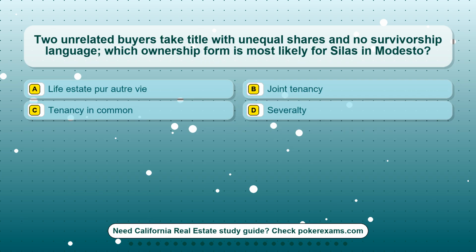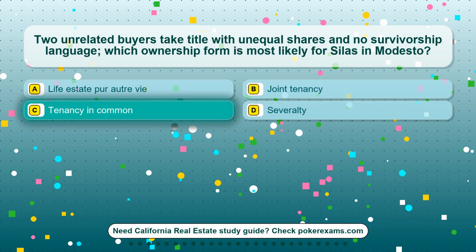Question 6. Two unrelated buyers take title with unequal shares and no survivorship language. Which ownership form is most likely for Silas in Modesto? Option A, life estate per autre vie. Option B, joint tenancy. Option C, tenancy in common. Option D, severalty.